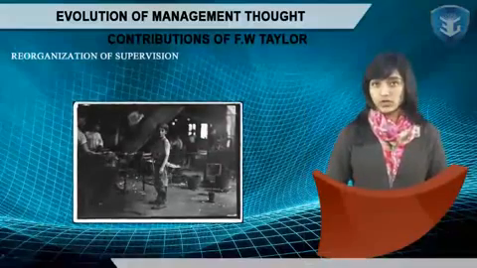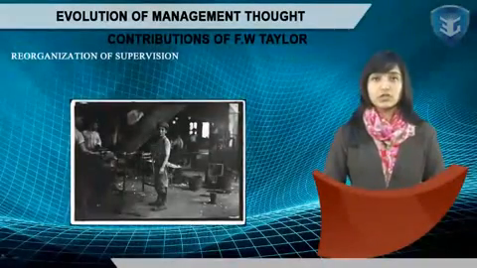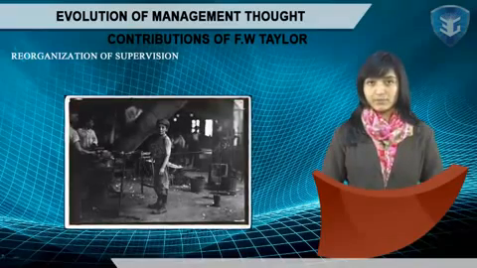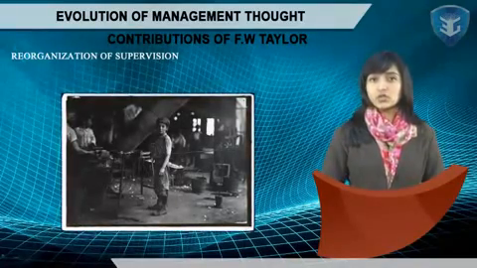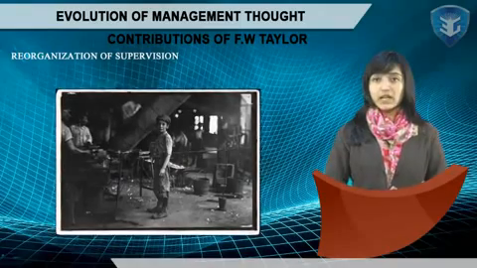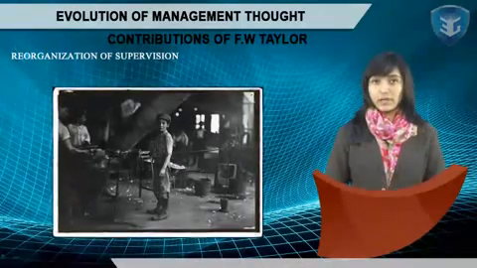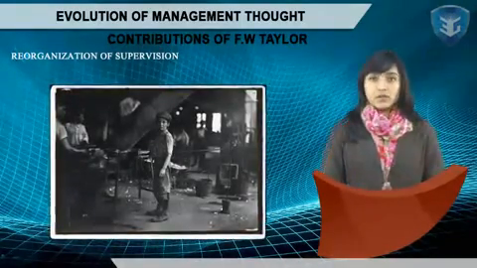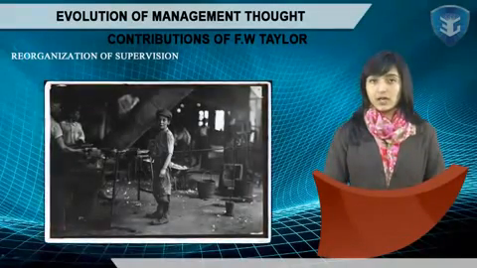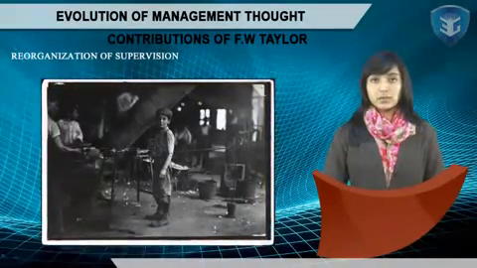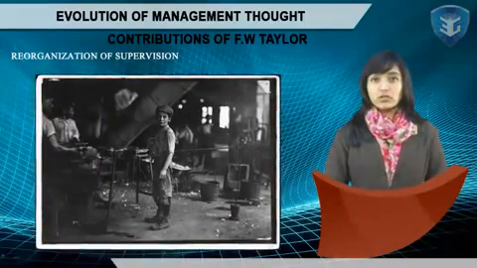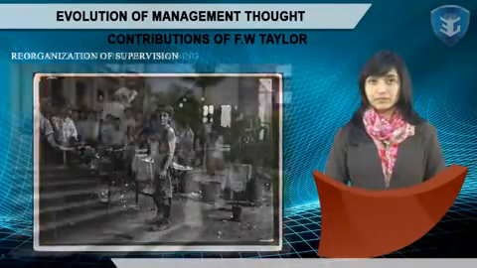Reorganization of supervision. Concepts of separation of planning and doing and functional foremanship were developed. Taylor opines that the workers should only emphasize in planning or in doing. There should be 8 foremen, in which 4 are for planning and 4 for doing. For planning, they were route clerk, instruction code clerk, time and cost clerk, and disciplinarian. And for doing, they were speed boss, gang boss, repair boss, and inspector.